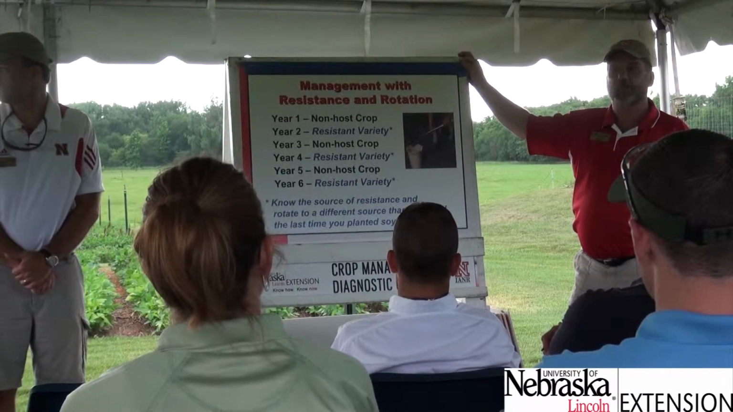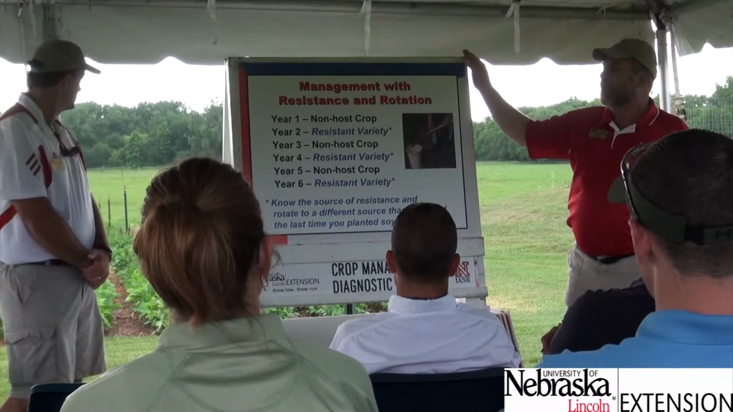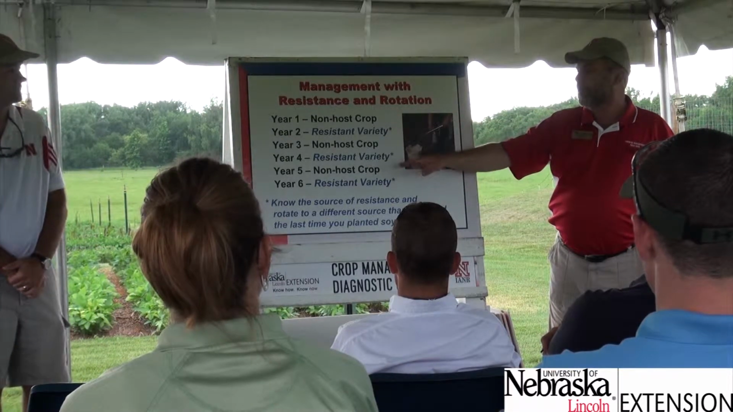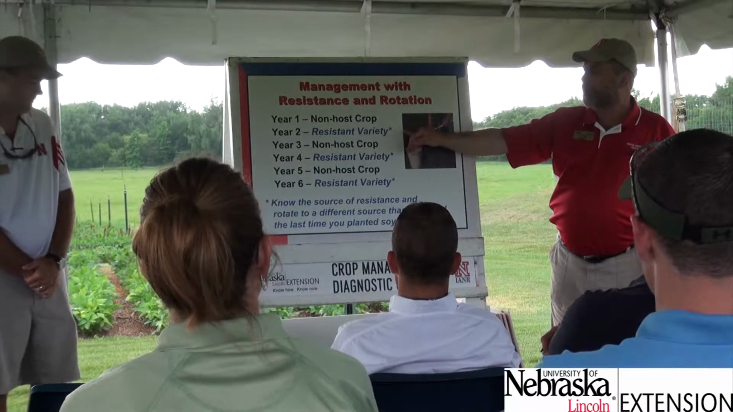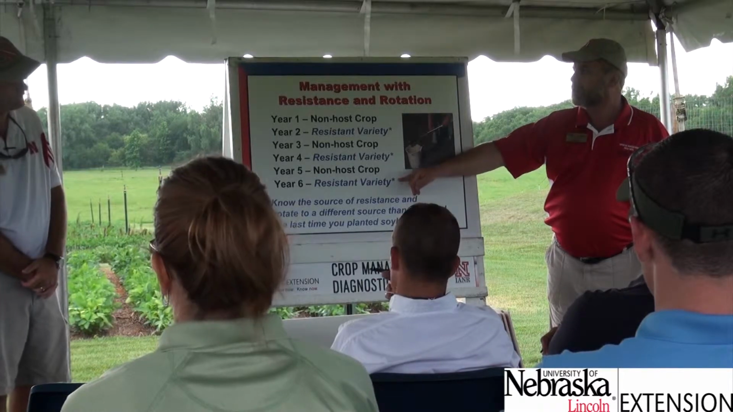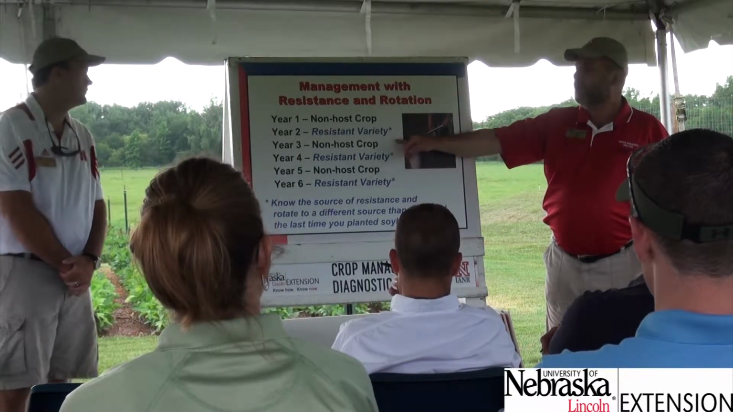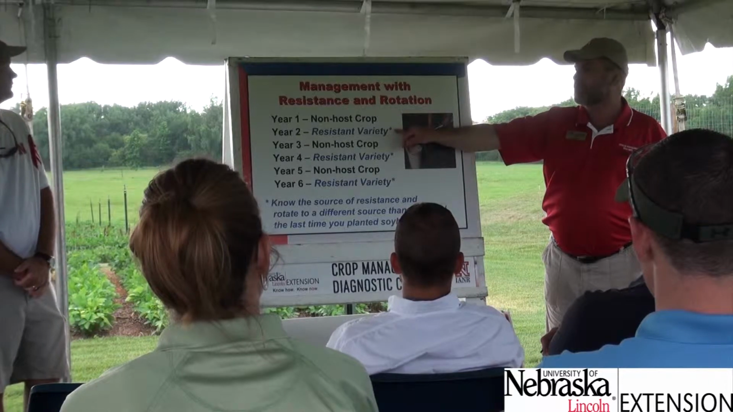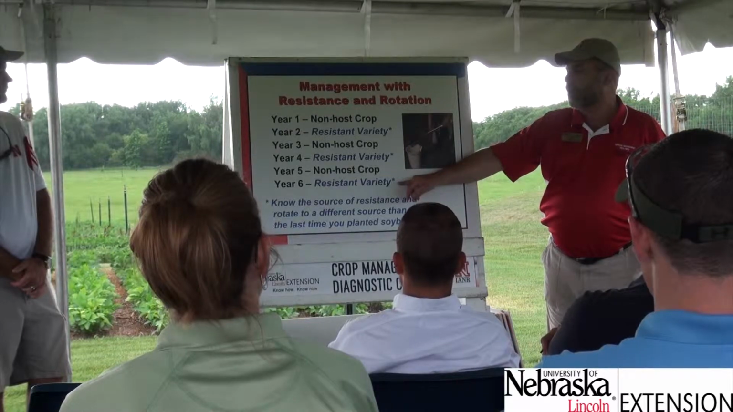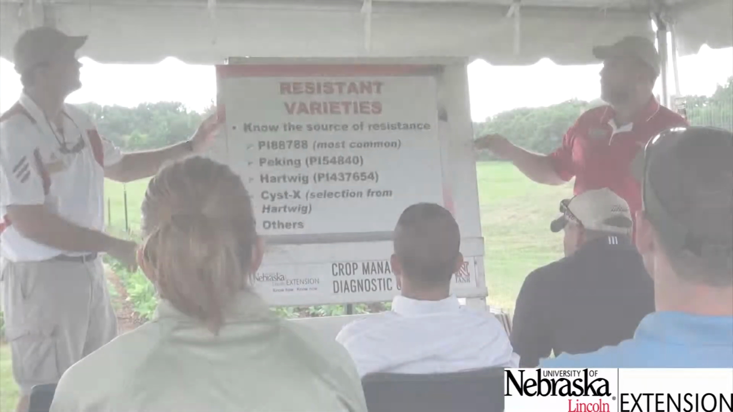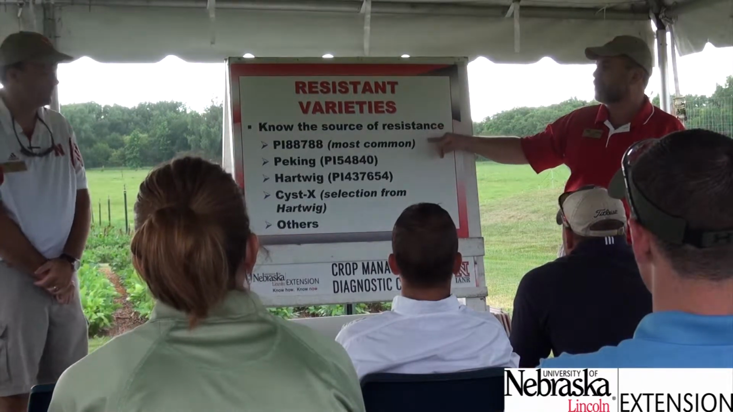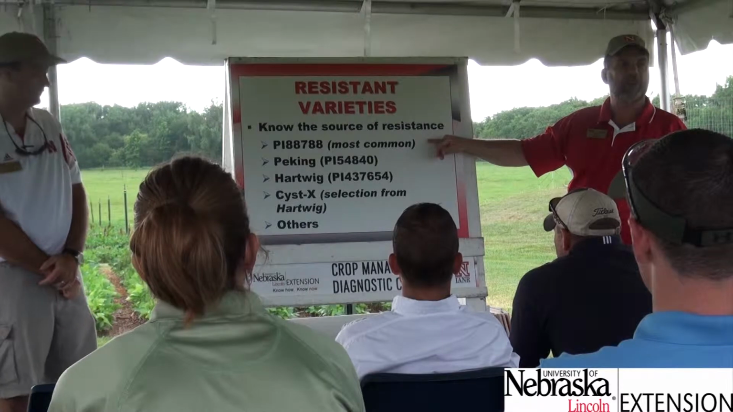Sometimes for some reasons we get some fields of continuous beans, so we rotate those with a resistant variety of soybeans when we do plant them. Now the other part of the rotation is when we plant resistant varieties in year 2, 4, and 6 here, we would like to rotate the source of resistance from year 2 to year 4. Ideally, year 6 would be a different variety.